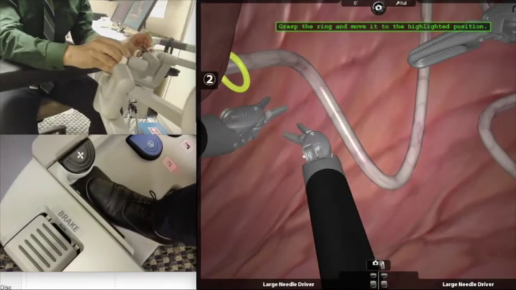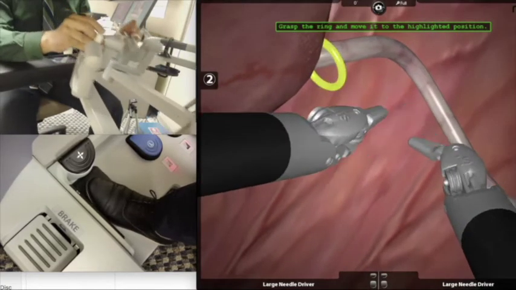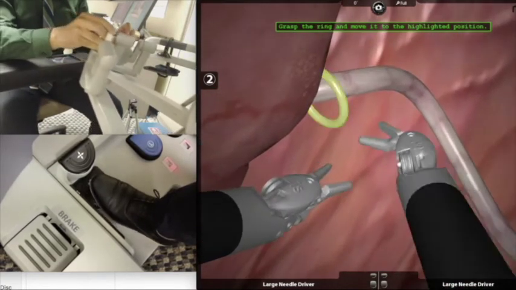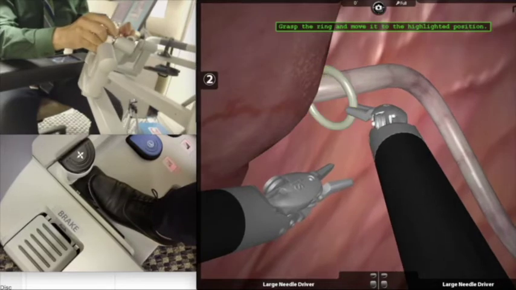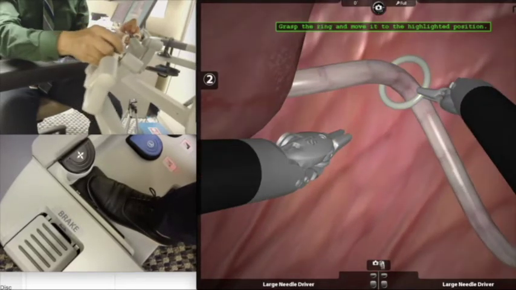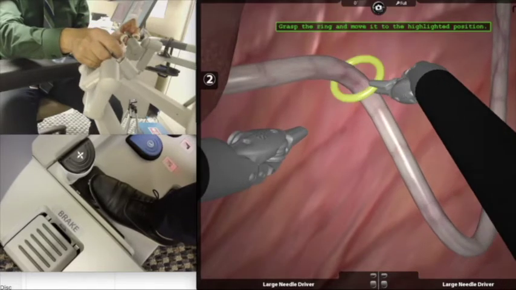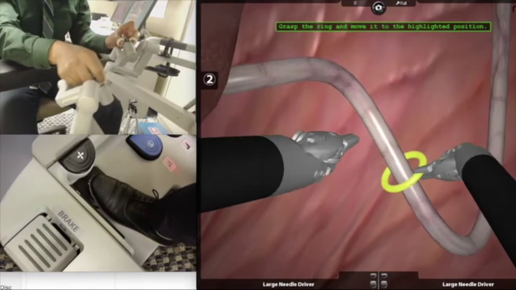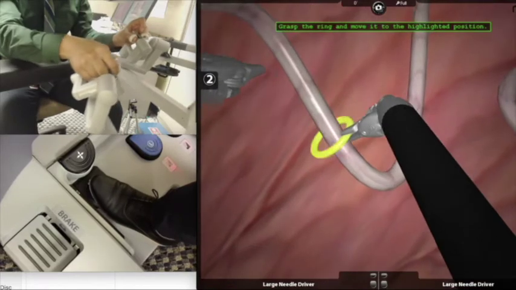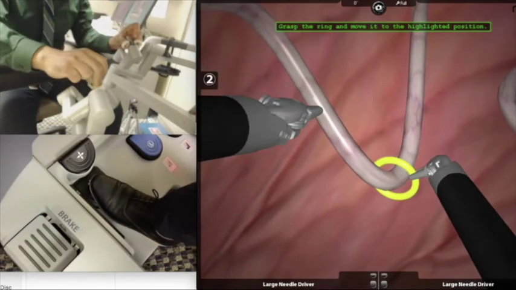The objective of this exercise is to move the ring along the tube. The fourth arm is needed to remove multiple obstacles that are within the ring's path. As mentioned in previous tasks, manipulating the ring with the tips of the instruments allows its rotation and smooth passage along the tube with minimal resistance.